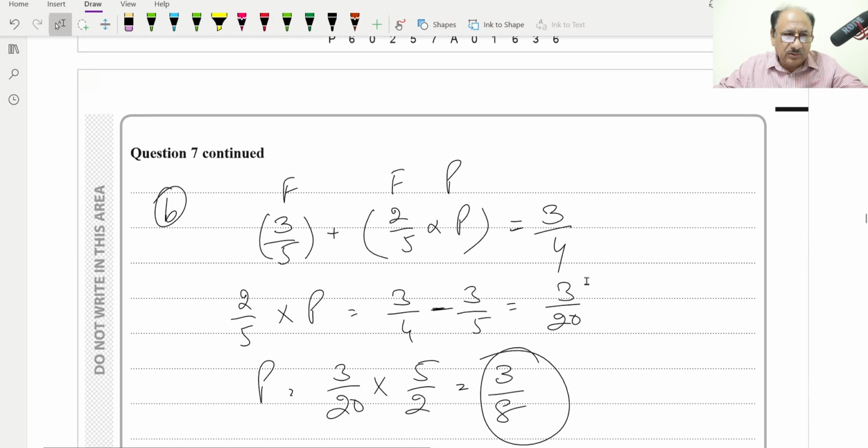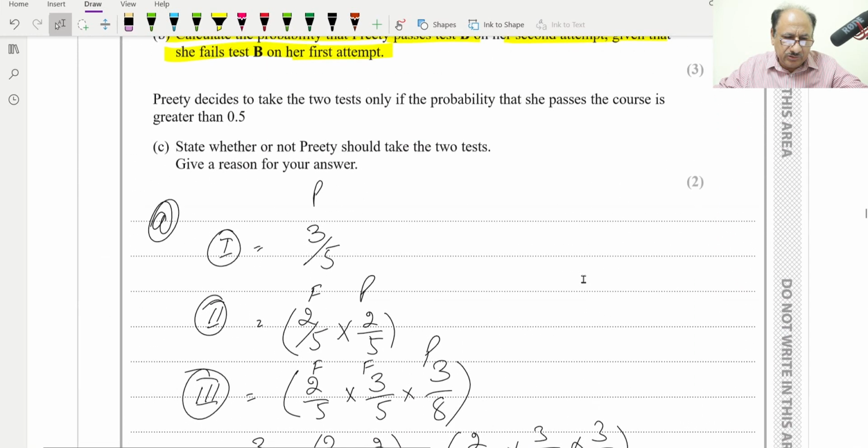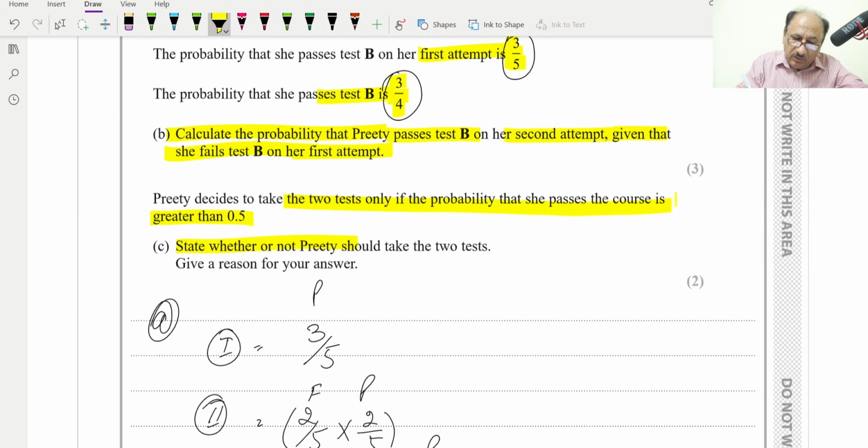Now we can calculate the next part. The next part is the C part. C part is very interesting. Preeti decides to take the two tests only if the probability that she passes the course is greater than 0.5. State whether or not Preeti should take the two tests. Give a reason for your answer also.